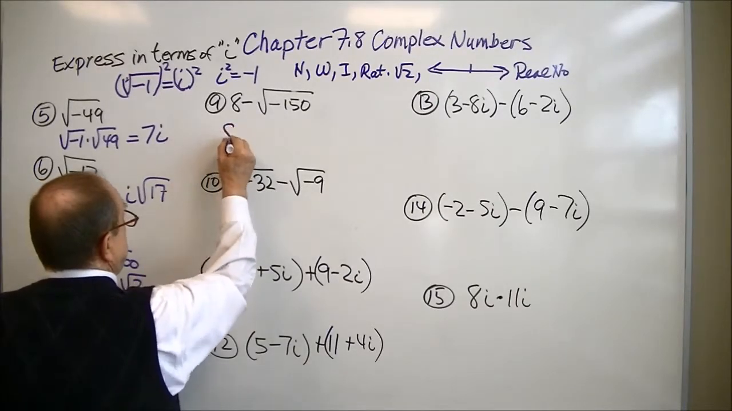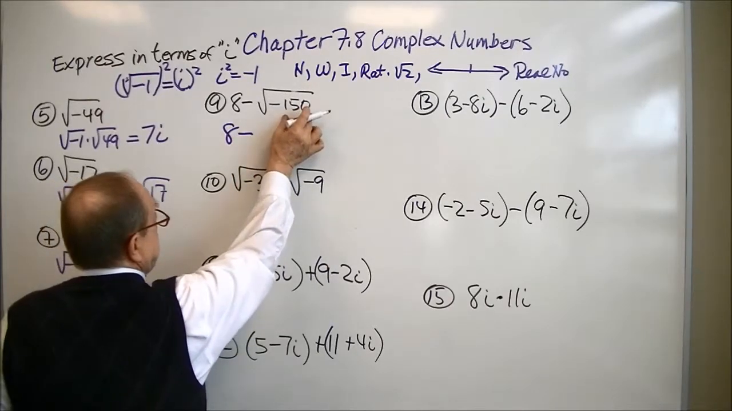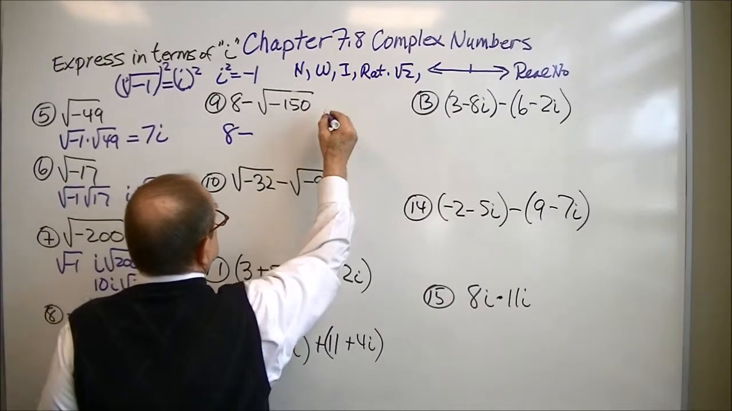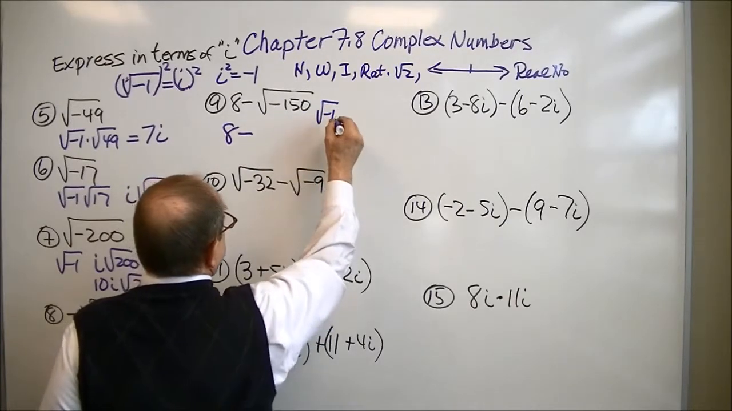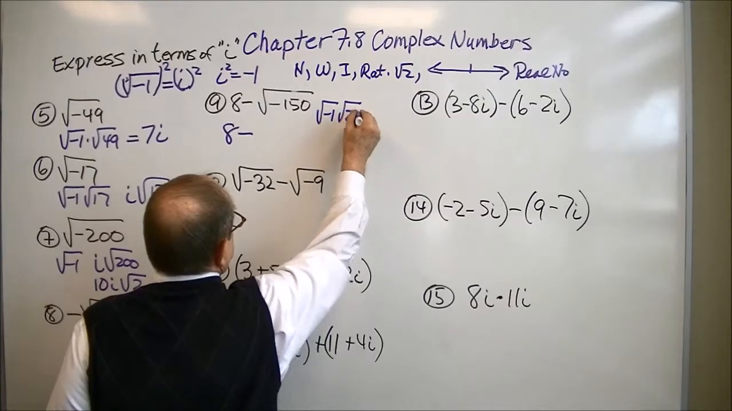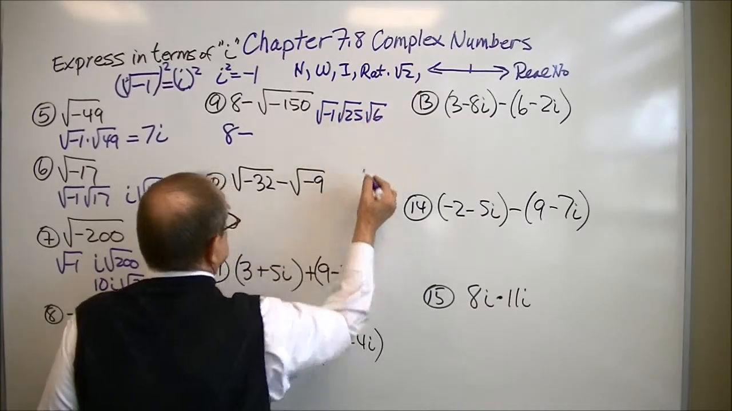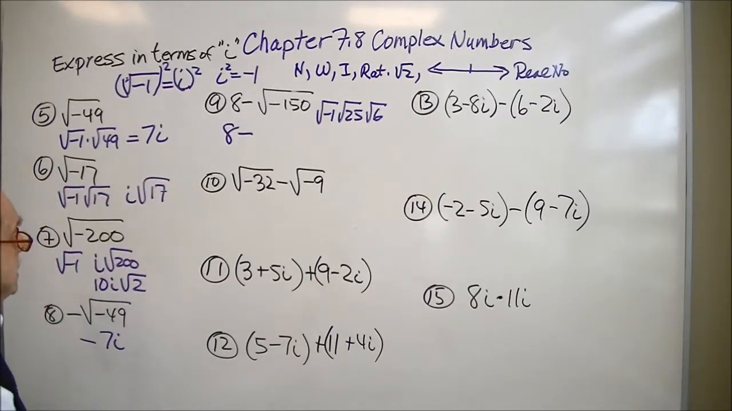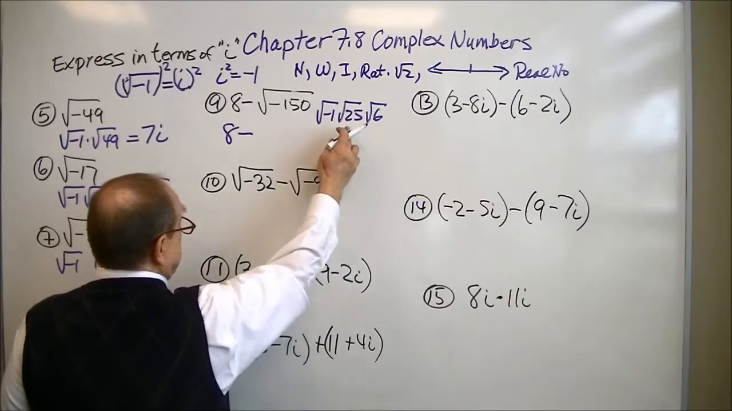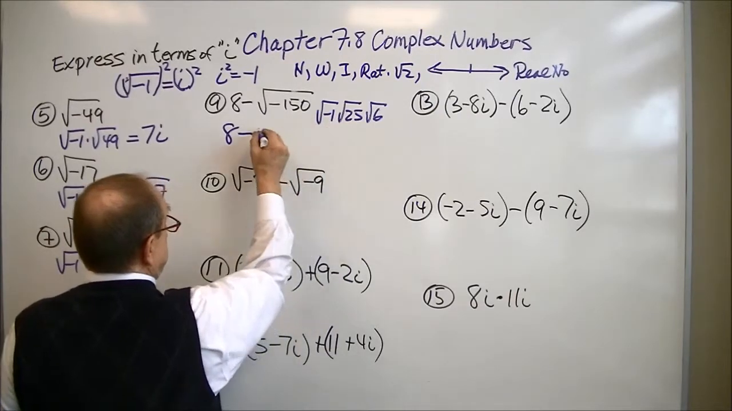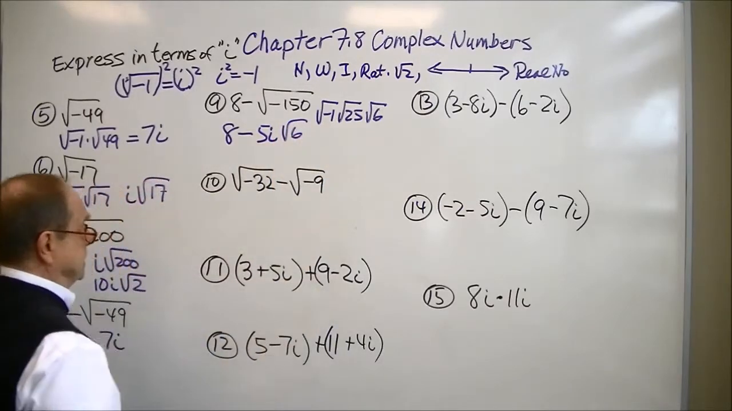So here we have 8. Now that's going to be a minus. Now here, you recall this was the square root of -1. That takes out the i. Then it was the square root of 25 times the square root of 6. So square root of 25 is 5. 5i, the square root of 6.